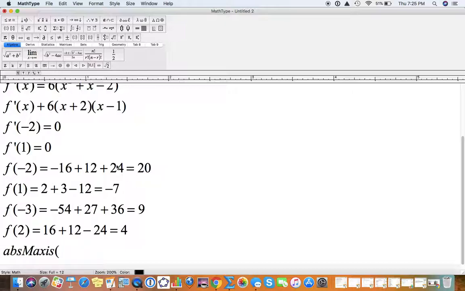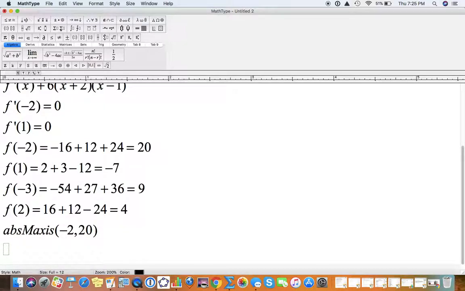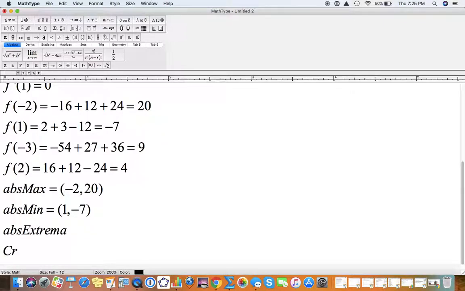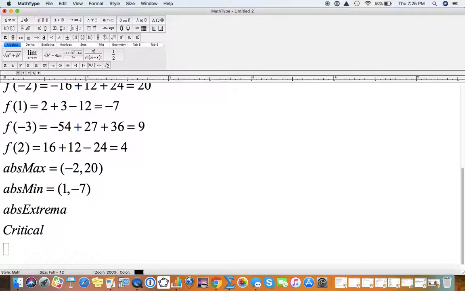is the point -2, 20, and our absolute min is, probably an equal sign works better here than writing is, at 1 with a value of -7. So again, remember, absolute extrema are found at critical points and endpoints.